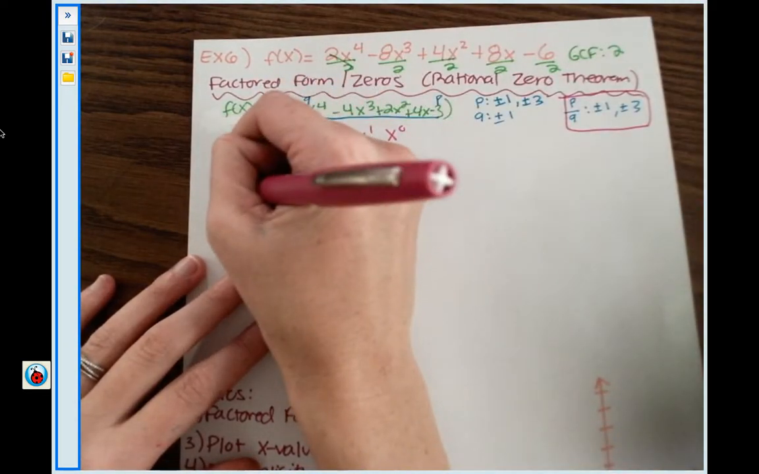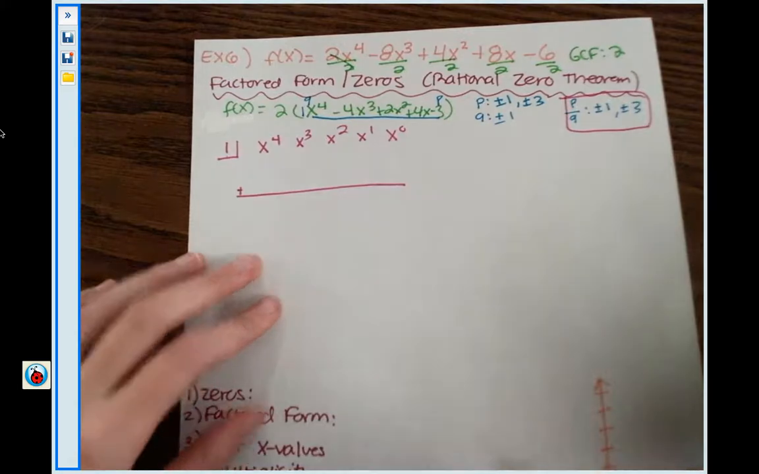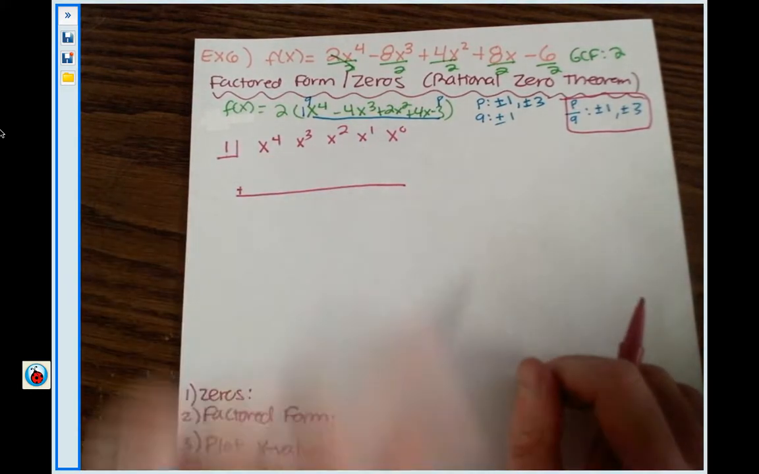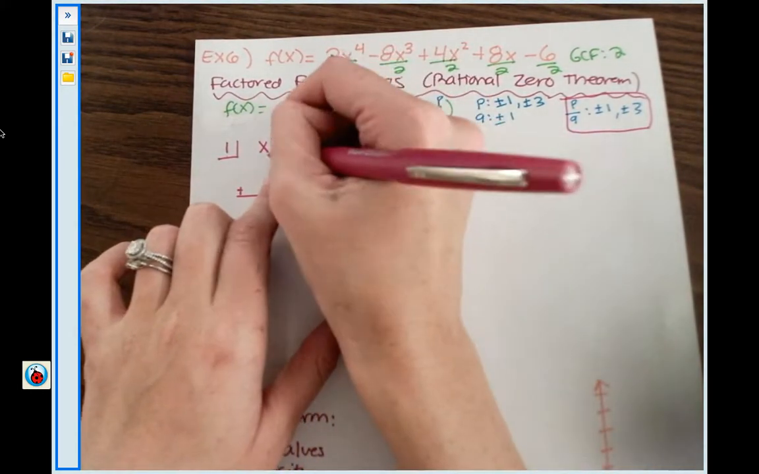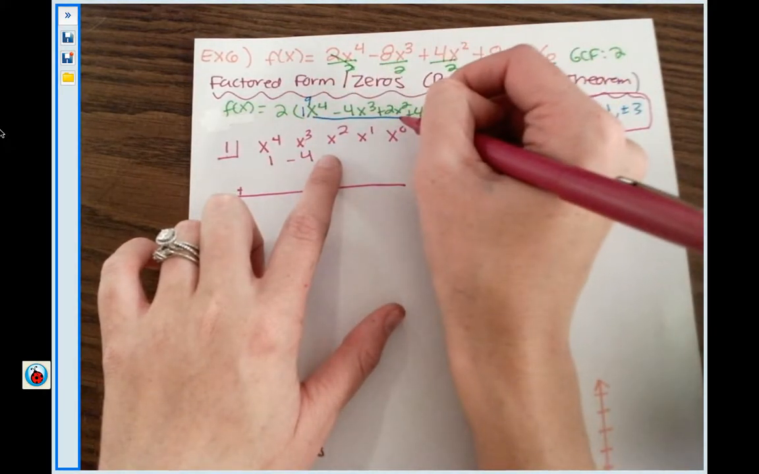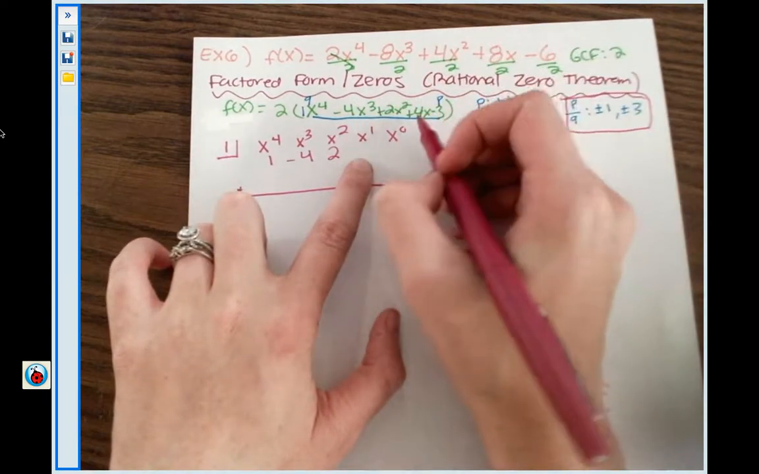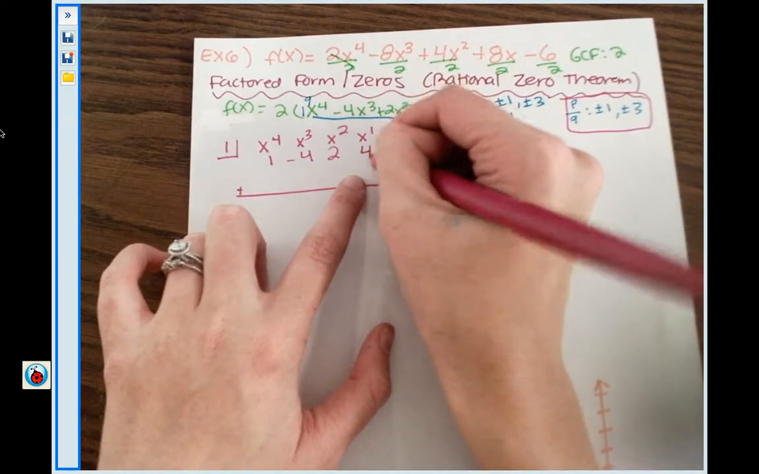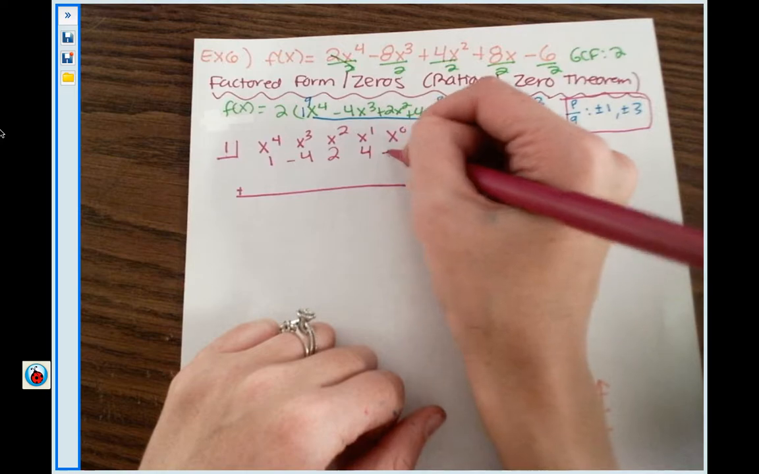Let's see what happens when we do 1. Before we do this, we need to write the coefficients before we forget. The number in front of x to the 4th is 1. The number in front of x to the 3rd is negative 4. The number in front of x squared is 2. The number in front of x is 4. And the number without the x is negative 3.